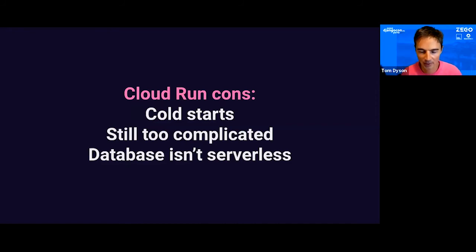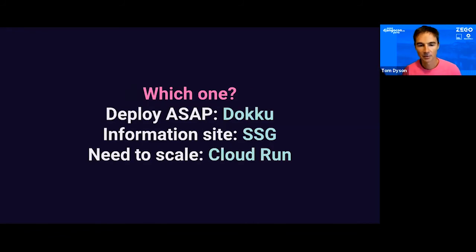So it currently still feels a bit hybrid, but I do think that this is the way that increasingly apps will be hosted. Okay, if you need to deploy as quickly as possible, then I think Dokku is a good approach. If your site is mainly about information, then static site generation gives you that speed and robustness, and it's super cheap. If you have to scale, then I think a Cloud Run type approach is the way to go.